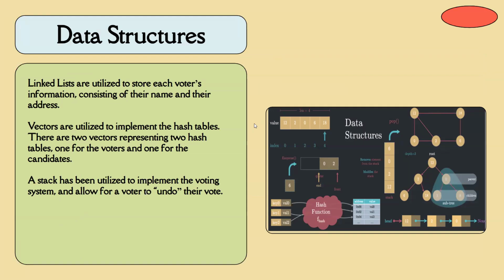Okay, so for data structures, we ended up using a bunch of different components, like linked lists, vectors, stacks, hash tables. The linked lists were used to store each voter's information, consisting of their names and their addresses. The vectors were used to implement the hash tables. There were two vectors representing two hash tables, one for the voters and one for the candidates. And then stack was also used to implement the voting system to allow the voters to undo their votes as well as submitting it.